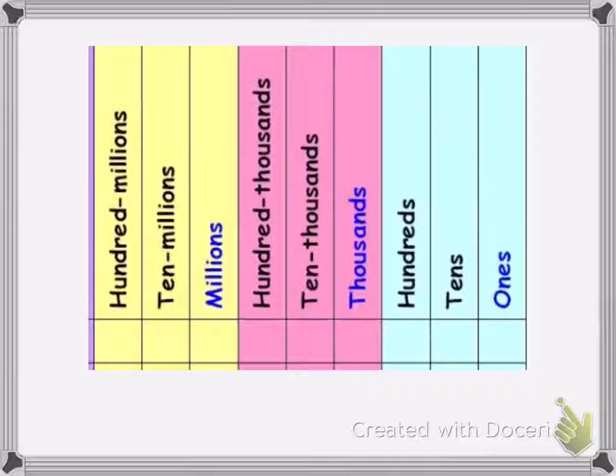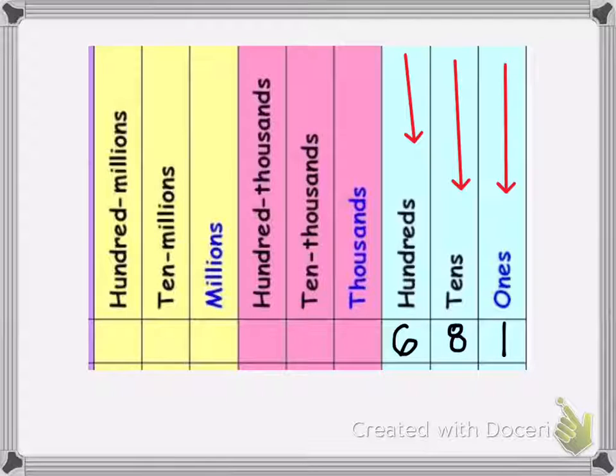For problem 19a, we have to consider the number 681. Before we represent the number with base 10 blocks, let's look at the number on the place value chart so we know the place value of each digit. For 681, we have a 6 in the hundreds place, 8 in the tens place, and 1 in the ones place.